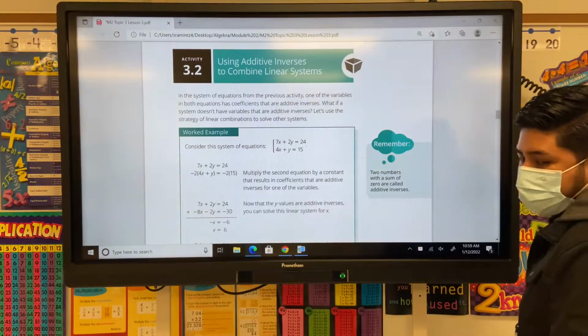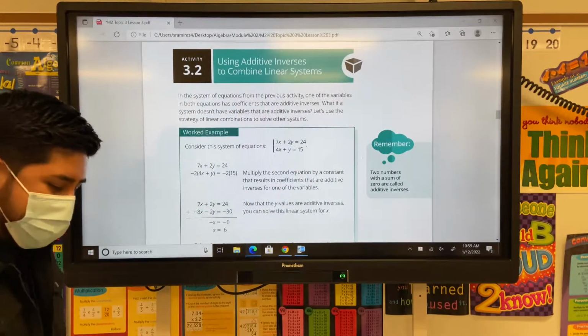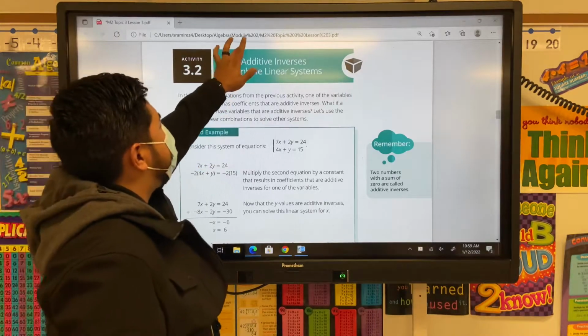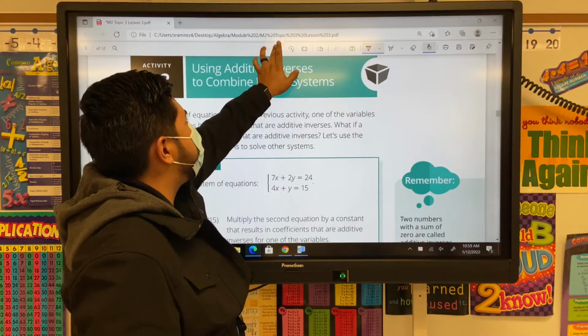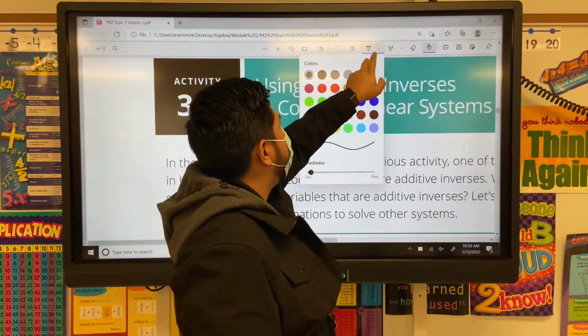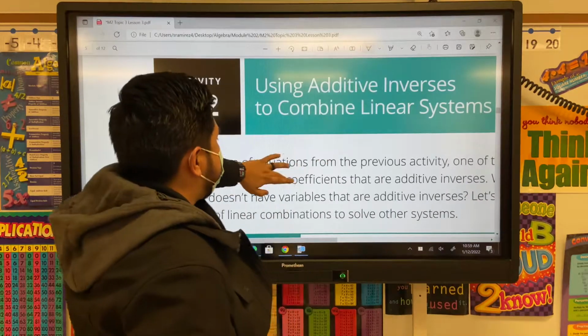Okay, so next is what happens if I can't identify that additive inverse right away. For example, this is a great example. We're just going to talk about it, not work it out, because we want to save time, especially because I'm still rusty on this stuff.